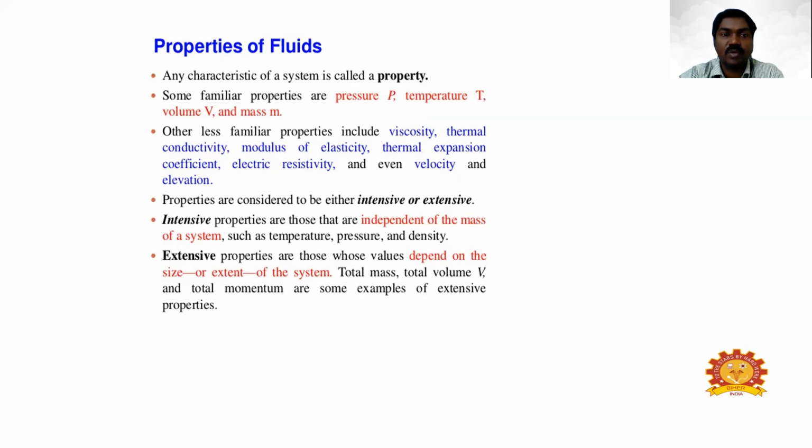So there is a difference between the two. One is independent of mass, such as temperature, pressure and density. The next is dependent on the size or extent of the system, that is, total mass, total volume and total momentum, as examples for both.